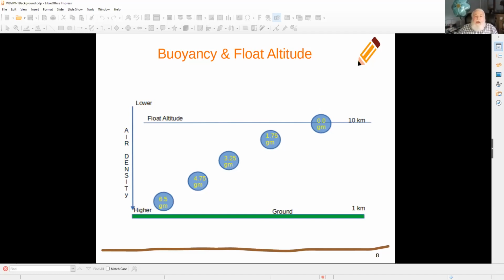And then finally, when you get up to about 10 kilometers, or actually it was 10.3 kilometers, the lift has dropped to 0 grams. And so what happens is the balloon floats at that altitude. You call that the float altitude. So that was our goal here.